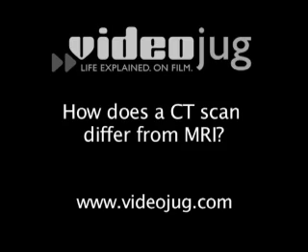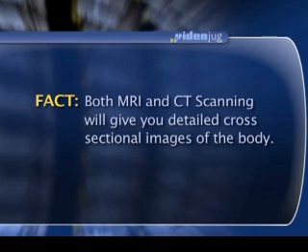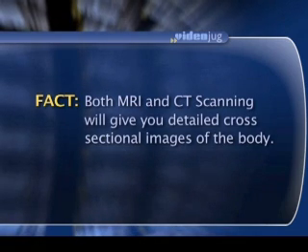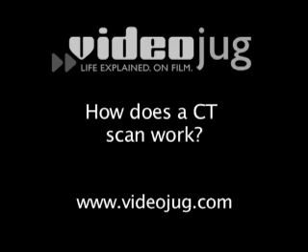How does a CT scan differ from MRI? A CT scan differs from an MRI in that CT scanning uses ionizing or X-ray radiation. MRI scanning, on the other hand, doesn't use any ionizing radiation, but requires that a patient be placed in a high-strength magnetic field.